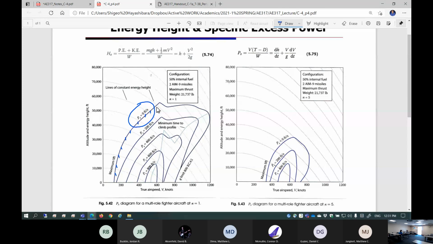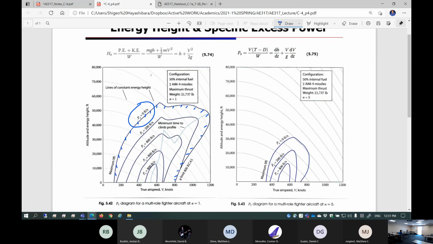So this actually determines lots of things. This is going to determine your maximum level flight airspeed. It determines the ceiling. It determines how much minimum speed you can sustain without stall. Lots of things you can determine. The flight regime within this envelope is called the flight envelope.